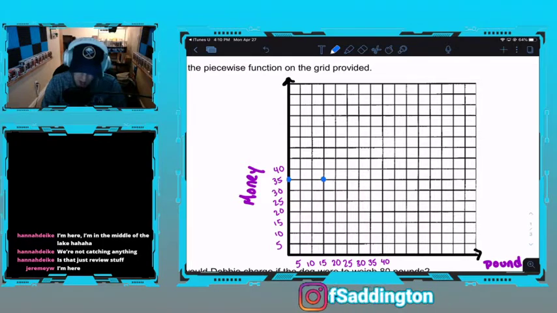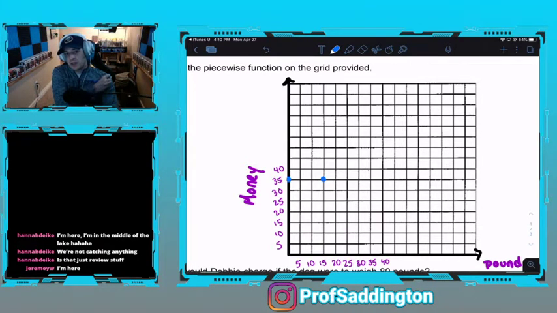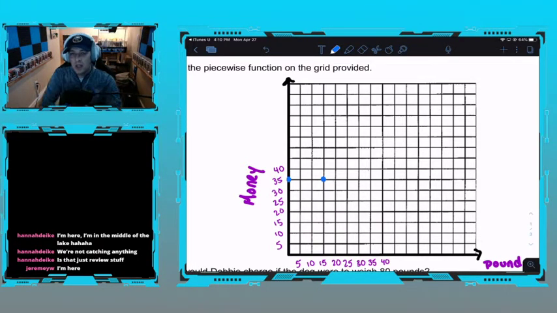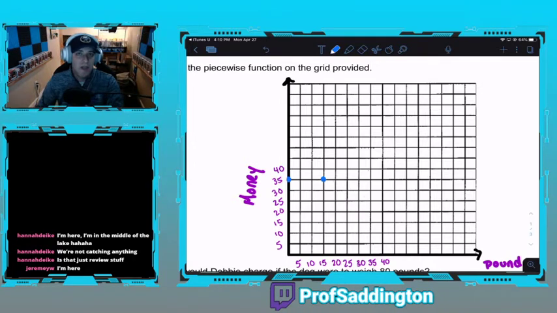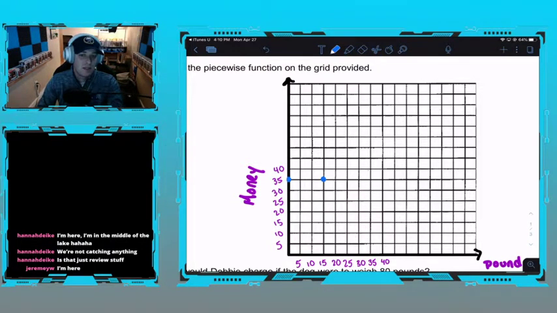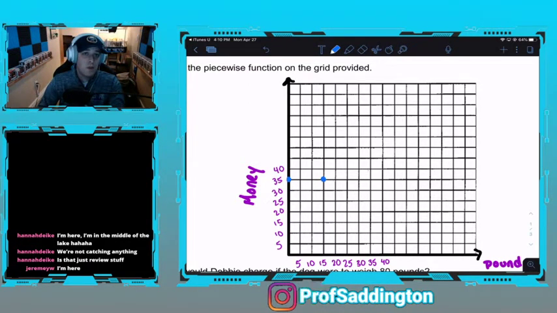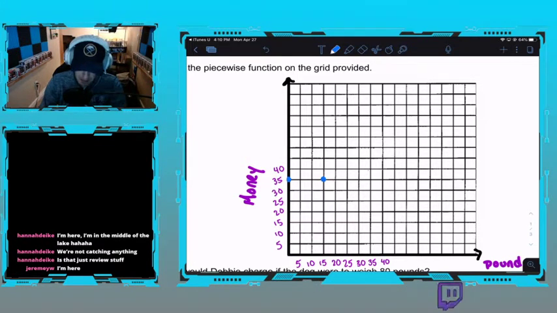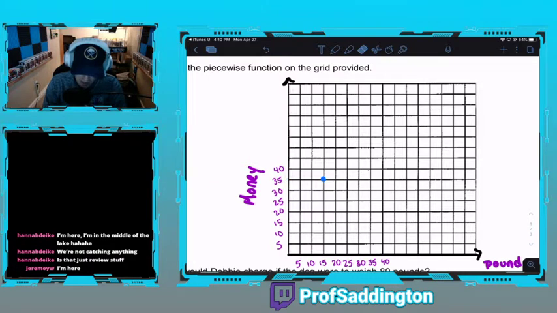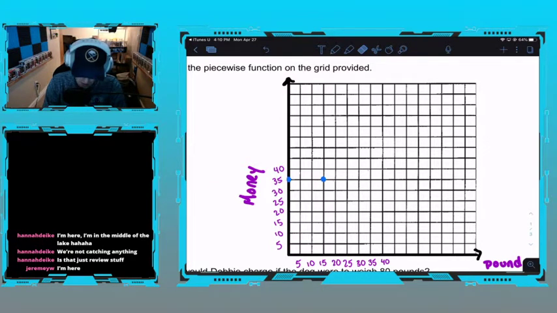The reason why I said you've got to be careful with this is because it's not always going to be closed circles. If you think about weighing a dog, a dog that weighs 0 pounds doesn't exist. There's no such thing as a dog weighing 0 pounds. Maybe it weighs under a pound when it's just a puppy. So I guess technically I should have made this one an open circle.